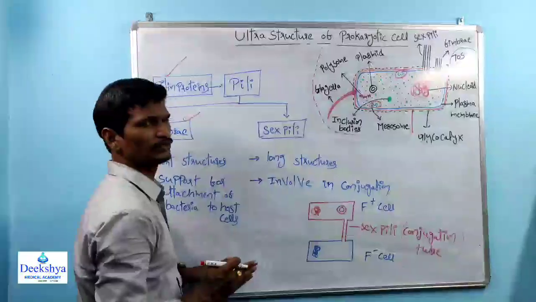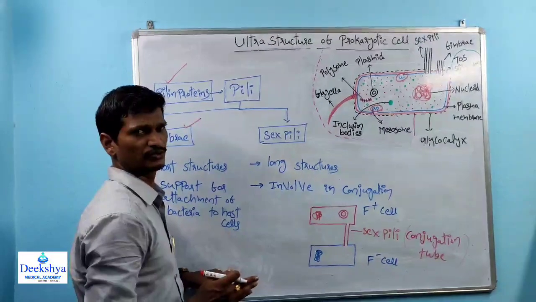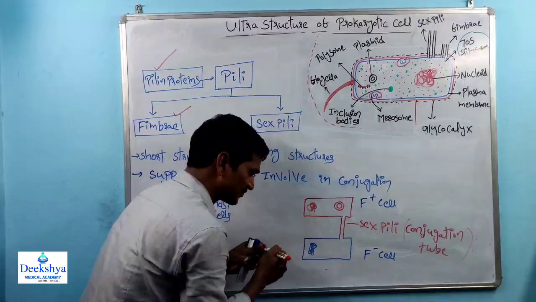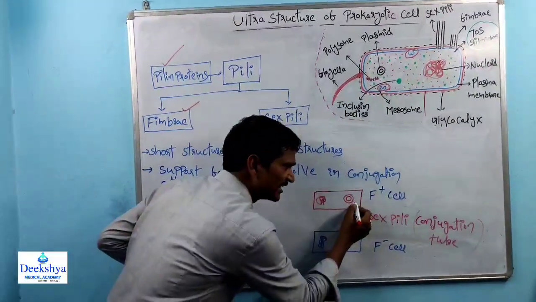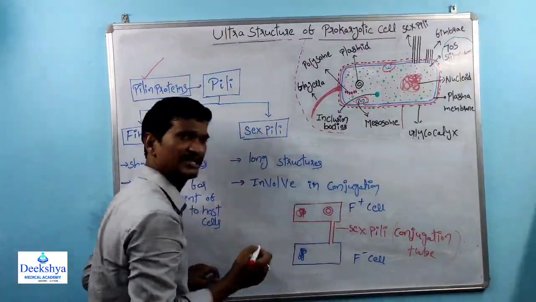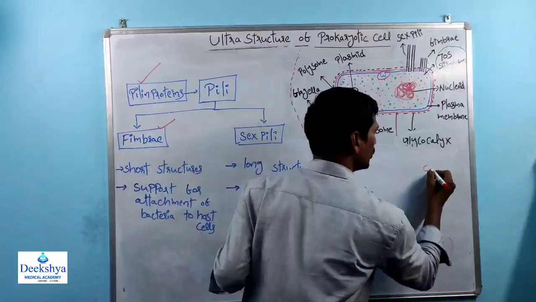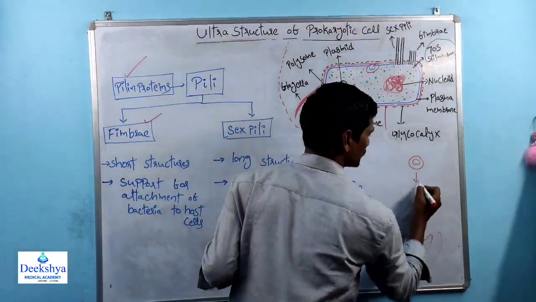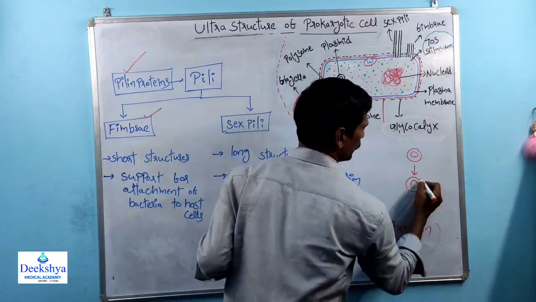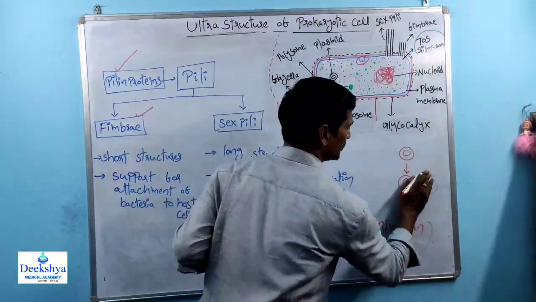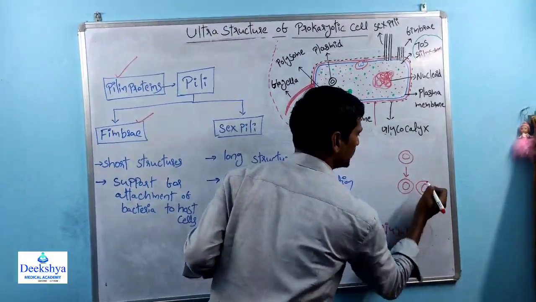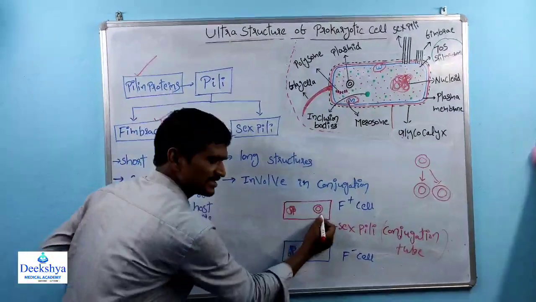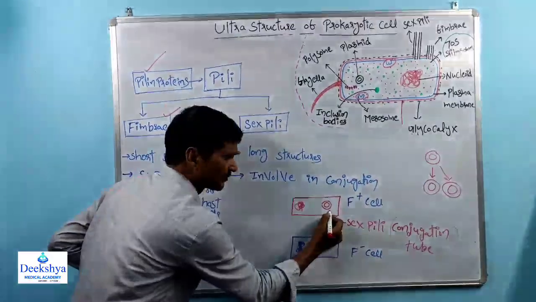Then what is the use of conjugation tube formation? Whatever plasmids the F plus cells contain, that plasmid DNA is replicated. Replication is nothing but one copy produces another copy. One copy of DNA produces another copy. This type of production is called as replication. So the plasmid DNA is replicated.